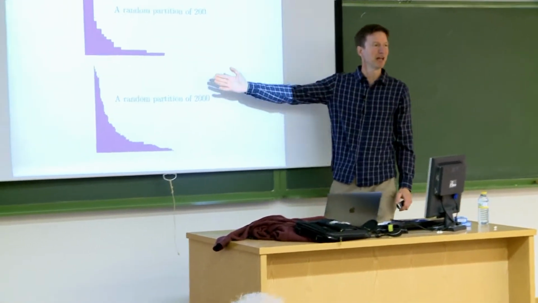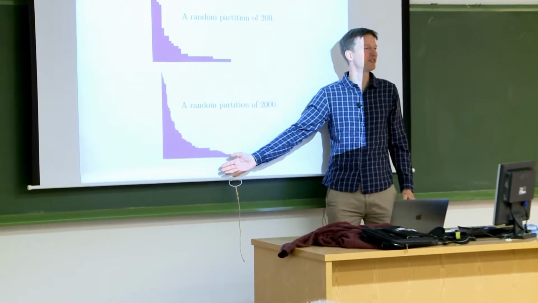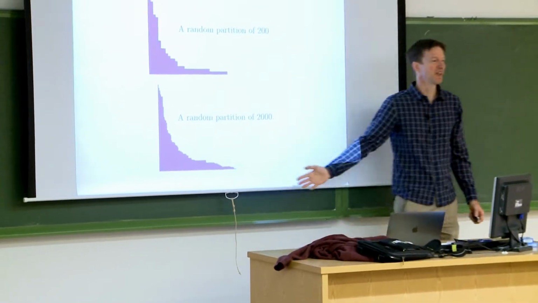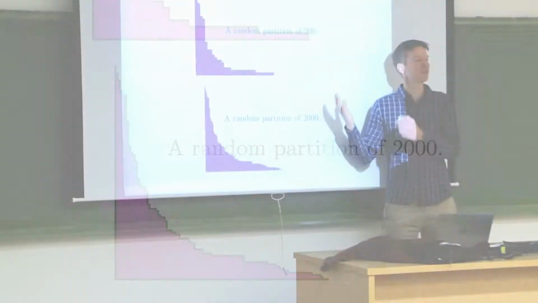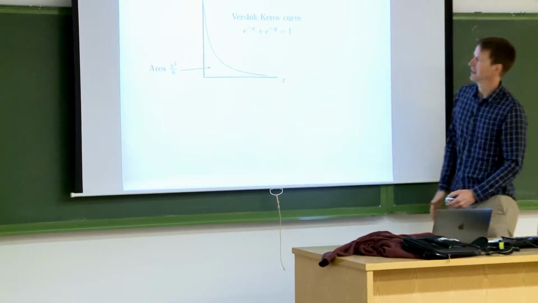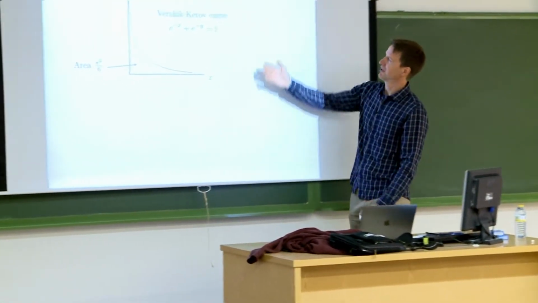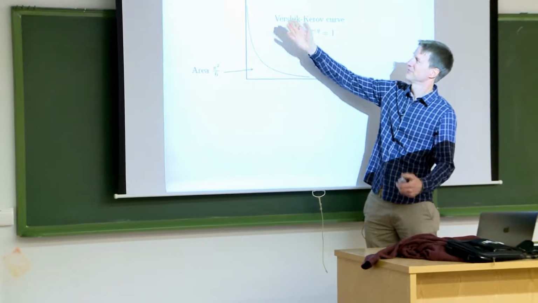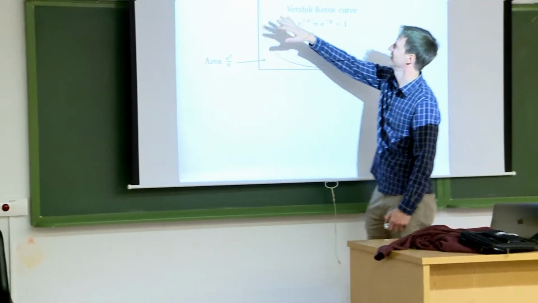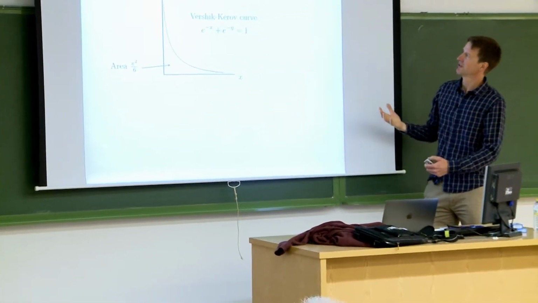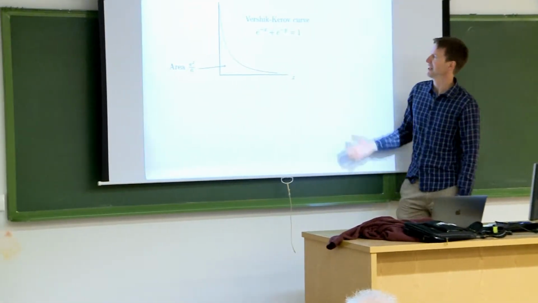And if you're sitting in the back row, you probably can't tell much difference between these two pictures. That's because there's actually some limiting procedure by which, if I take a large uniform random partition, it has a limit shape. It has a particular shape which it will converge to. In fact, that is the limit shape. Vershik and Kerov discovered this limit shape for a large random partition, and it has a very simple formula.